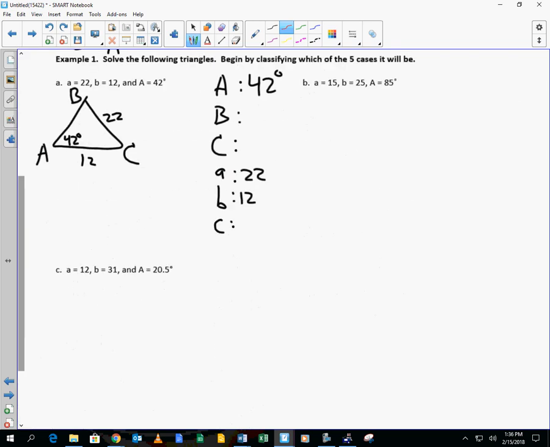Tell me something about angle B. It's smaller than 42, right? So it's definitely acute. It's smaller than 42. So we don't have to worry about an obtuse angle. So let's just solve it. Sine of what? Sine of 42 over 22 is equal to sine of B over 12. Cross multiply. I just multiply both sides by 12. And I will solve for B.